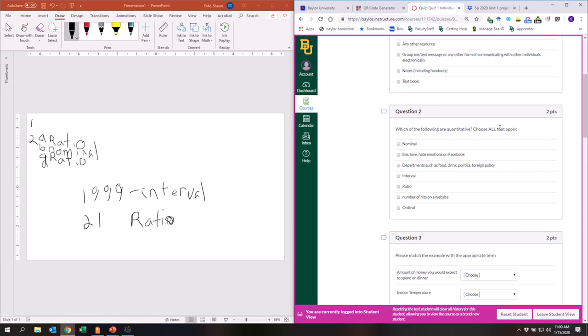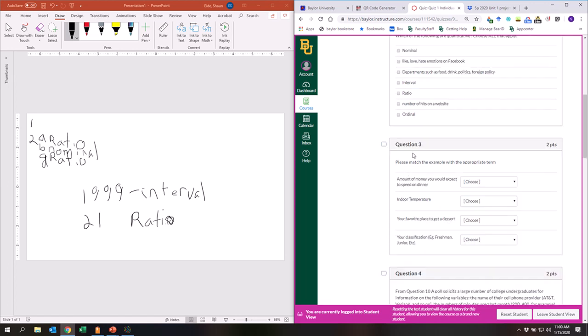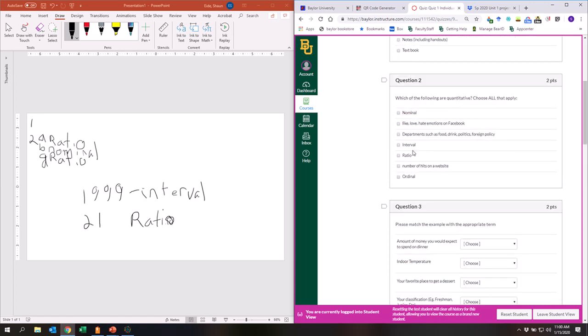Okay, so now this question, it says, which of the following are quantitative? Choose all that apply. So you go down and you say, okay, is nominal quantitative? If it is, you click it. If it's not, you don't. Is love, hate, emotions on Facebook quantitative? If it is, you click it. If it's not, you don't. Okay, so you're going to always have vocab questions. Then you're also going to have questions based on your homework. And then you're also going to have questions based on conceptual understanding of what you did for the project. So it'd be really good for you to have your project work and your homework done, and that you also have an understanding of the vocab before you ever take the quiz.